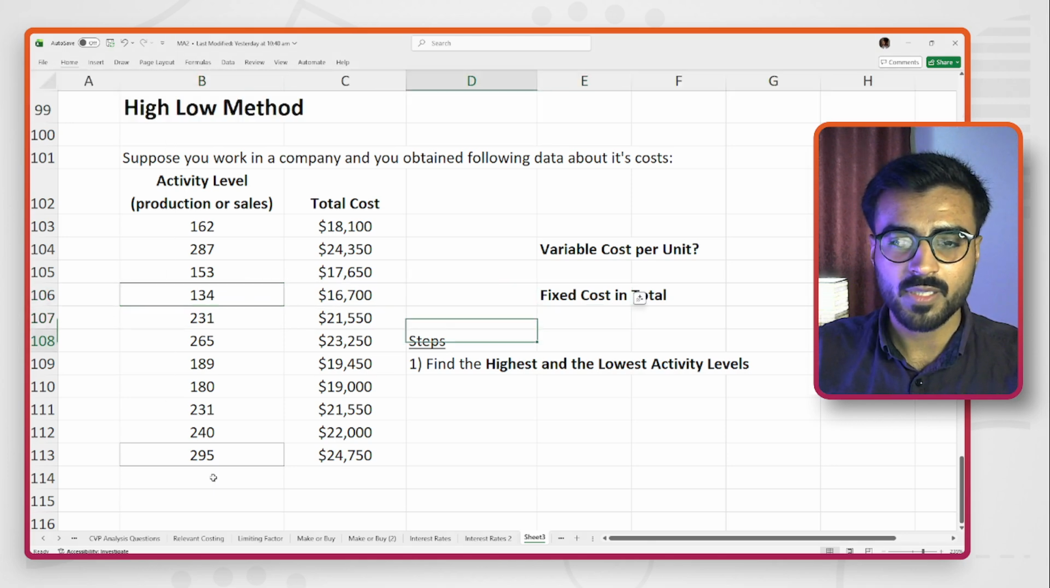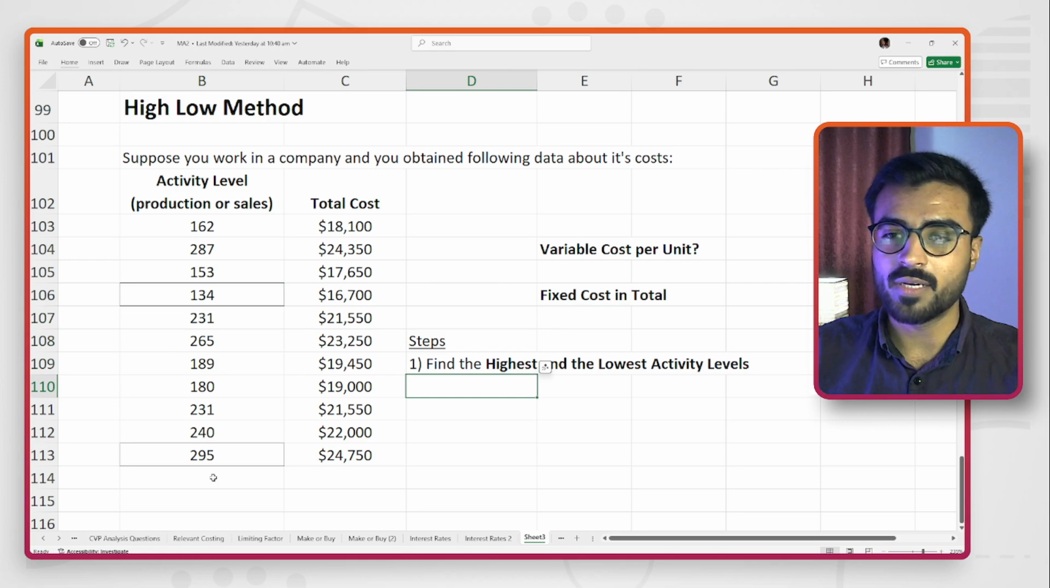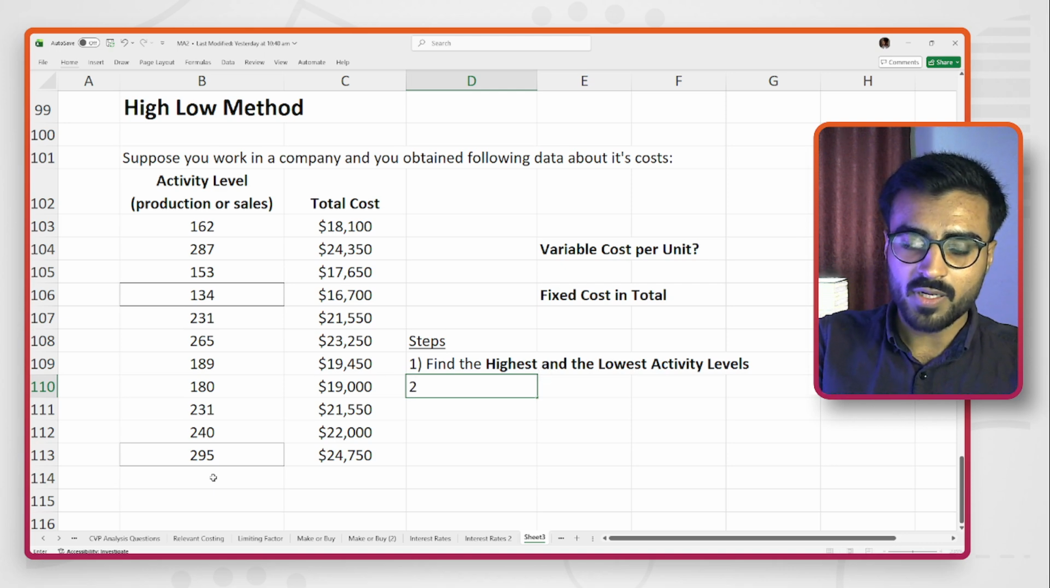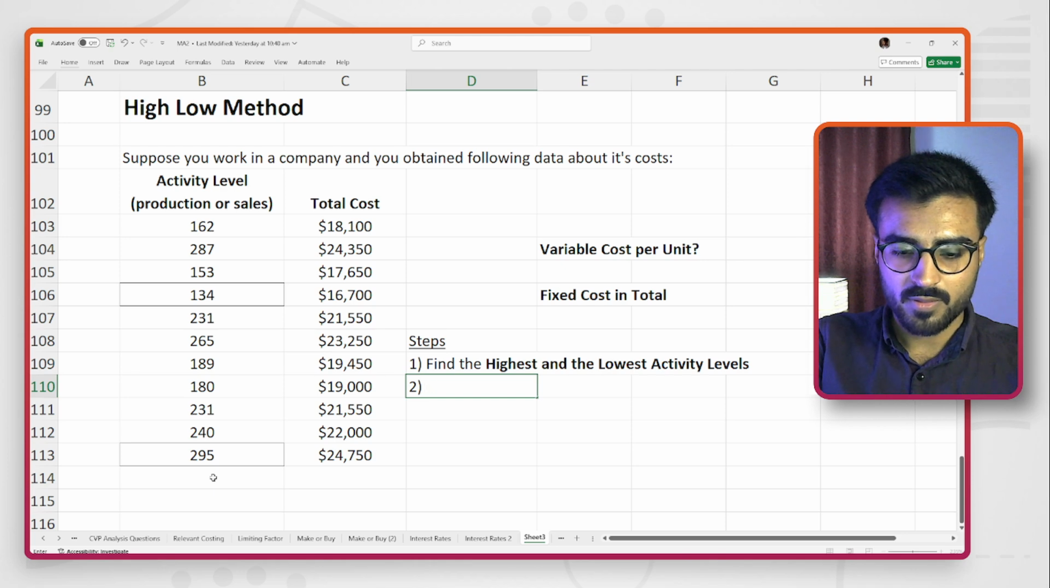So we have completed our first step in the high-low method, and that was to find the highest and lowest activity levels. What is the second thing that we are about to do? The second step is to determine or note the total cost at those activity levels.